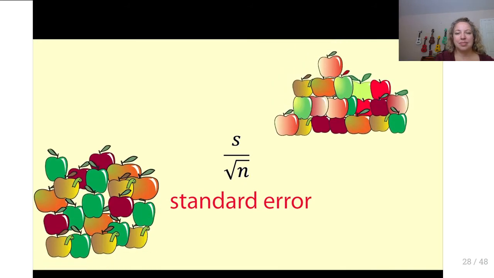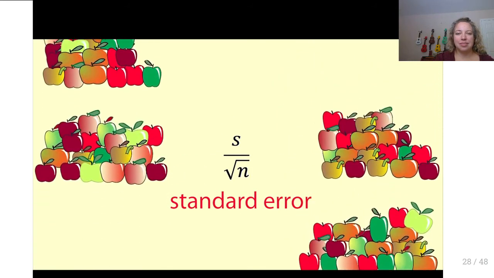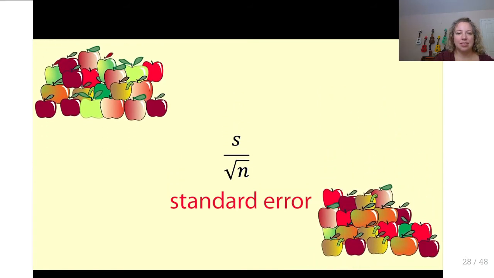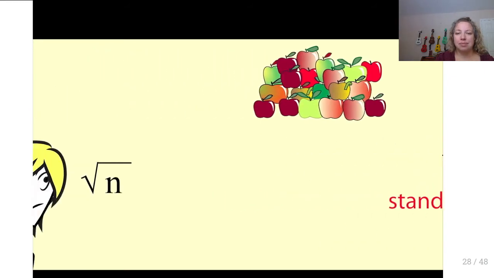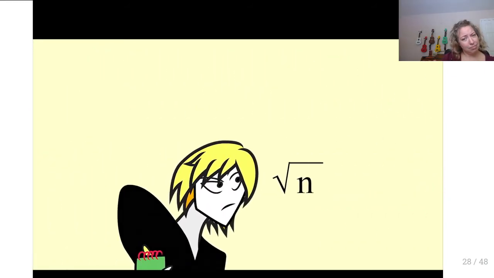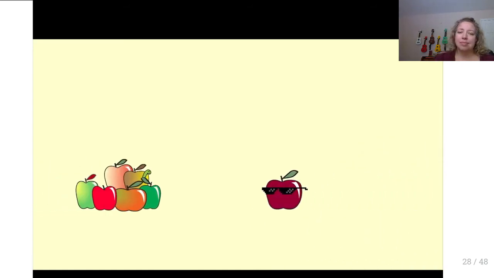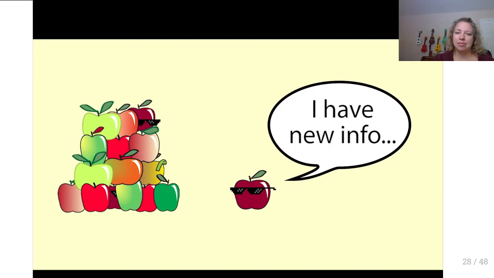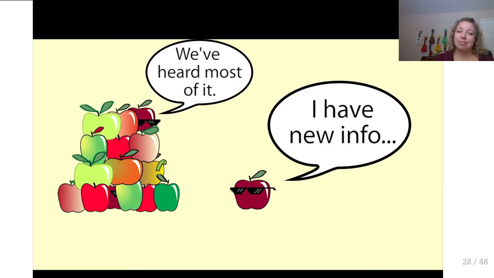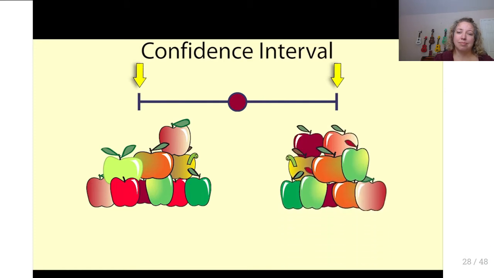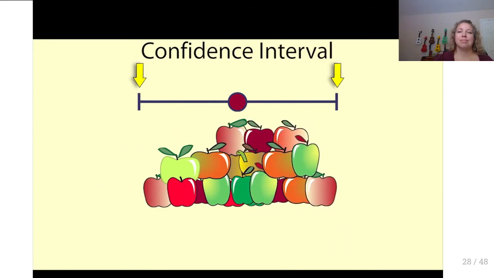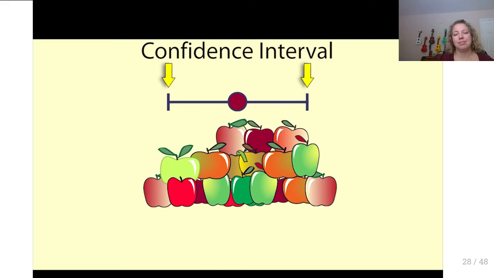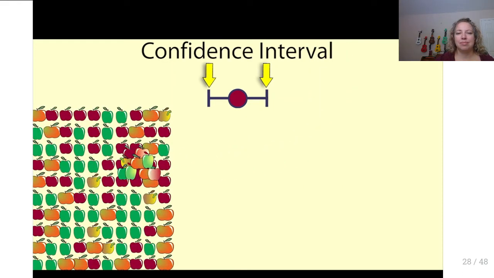Say we took lots of samples of size n from the same population. The standard error is a measure of how spread out we would expect those means to be. It is interesting that we divide by the square root of the sample size. This reflects the phenomenon that the more information we have, the less new information we get from one more observation in the sample. It makes sense that increasing our sample size from 10 to 20 will give more information and thus decrease our confidence interval more than increasing the sample size from 100 to 110.